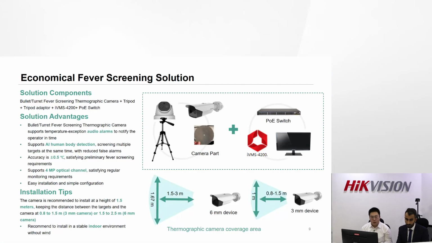And here we suggest you install this camera at a height of 1.5 meters, and you need to keep the distance between the targets and the camera at 0.8 to 1.5 meters with the 3 millimeters camera, and 1.5 to 2.5 meters with the 6 millimeters camera.